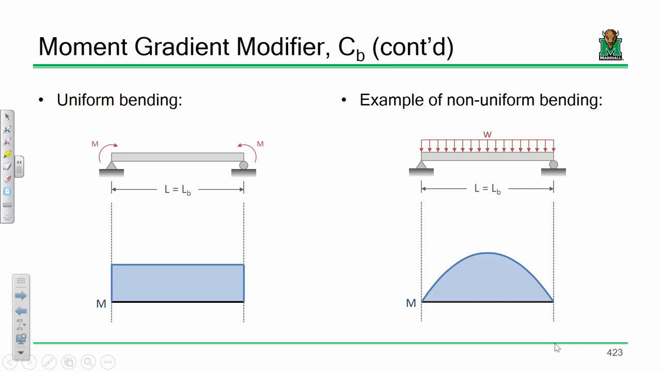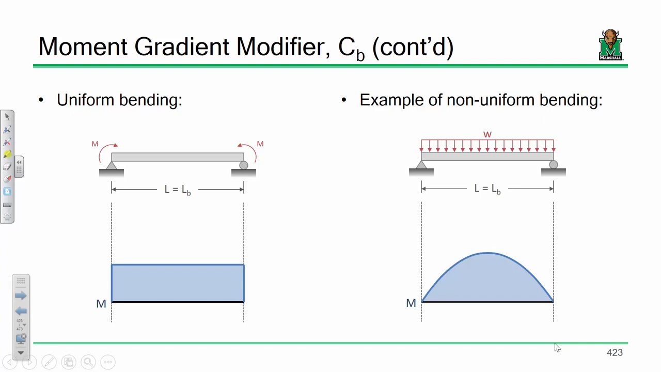Now, but that still doesn't answer the question, why are C sub B values bigger than 1? Right? Let's be clear what that means. When I say a C sub B value is bigger than 1, I'm saying that we compute the capacity, and by accounting for this, the capacity goes up. Like, why do beams get stronger when we account for this as opposed to ignoring it?